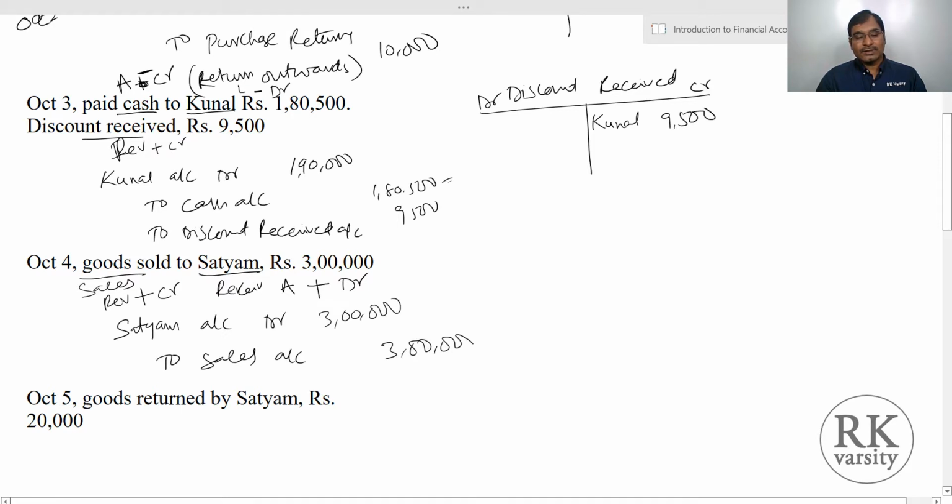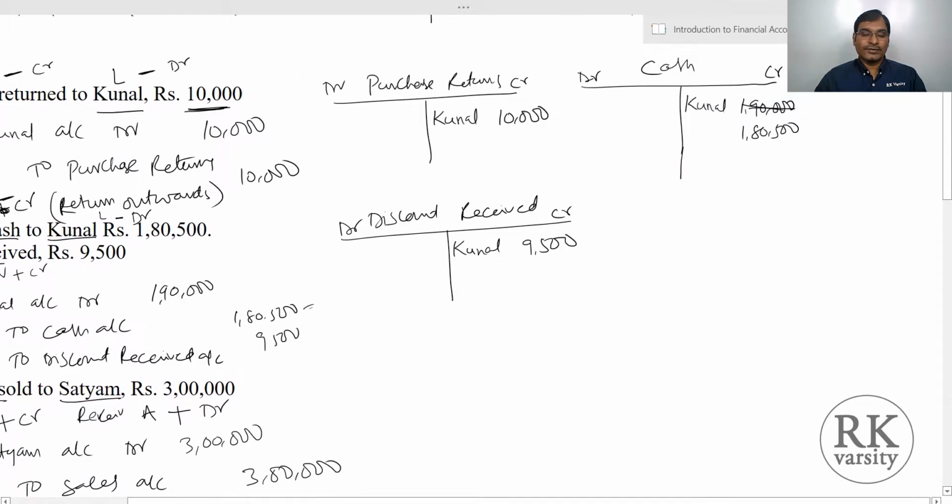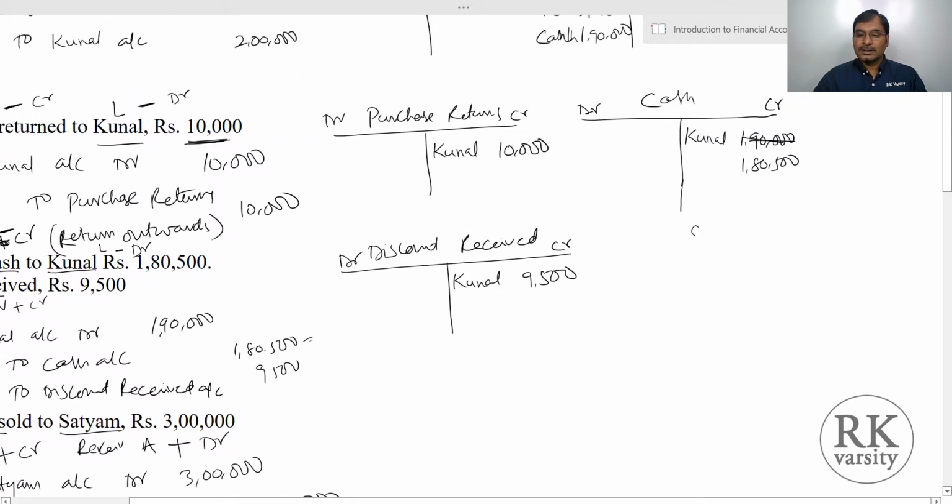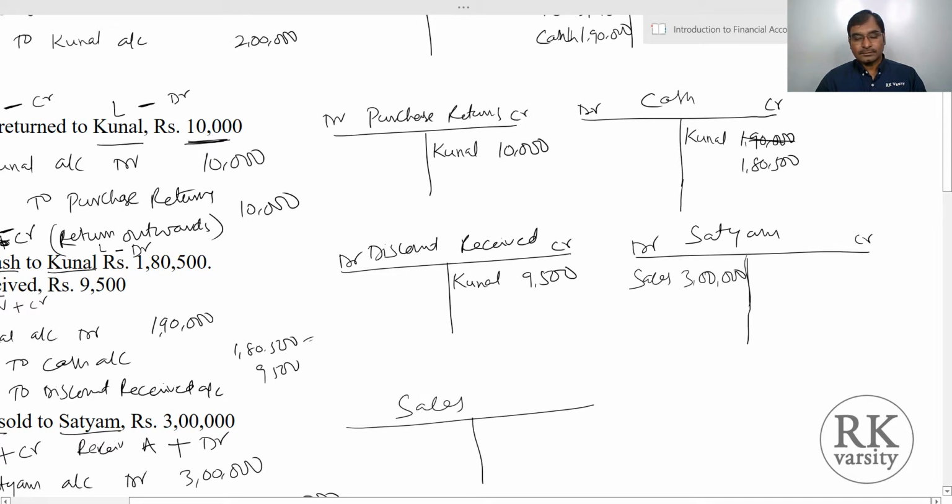Now we don't have these two accounts, so we'll create two different accounts. Now one is Satyam account. Satyam account is an asset, that is you have to receive, and there is an increase in asset. So we'll write on the debit side, sales 3 lakhs. And next we have sales, which is a revenue, and increase in sales, increase in the revenue, is your credit. So to whom you made a sale? Satyam, and amount is rupees 3 lakhs.